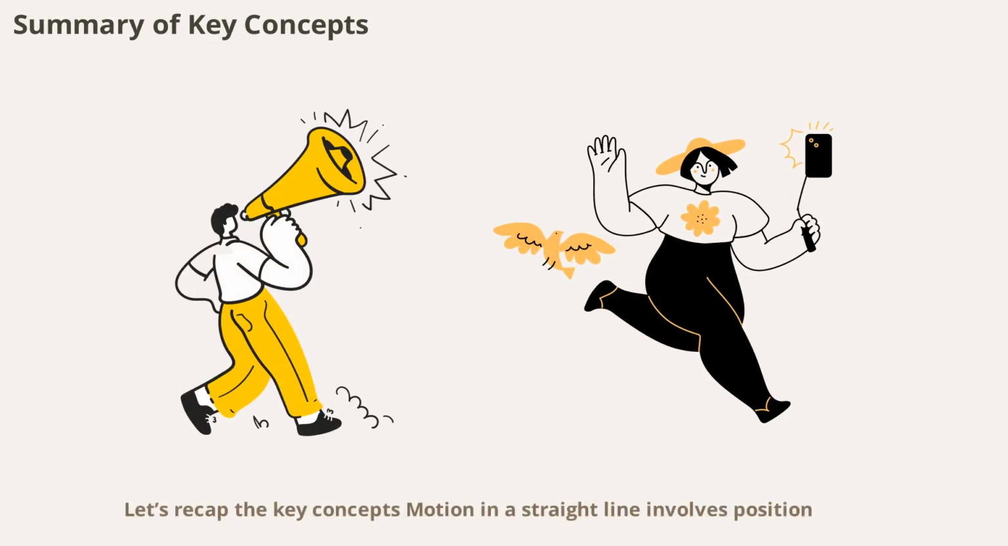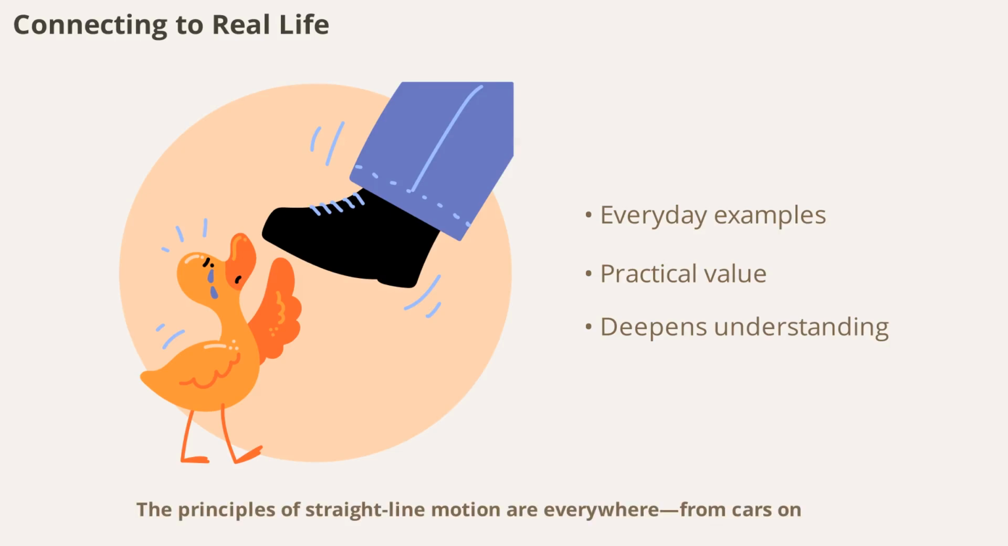Let's recap the key concepts. Motion in a straight line involves position, displacement, distance, speed, velocity, and acceleration. We use equations of motion for constant acceleration and analyze motion with graphs. Understanding these basics prepares you for more advanced topics in physics. The principles of straight-line motion are everywhere, from cars on highways to athletes on tracks and objects in free fall.